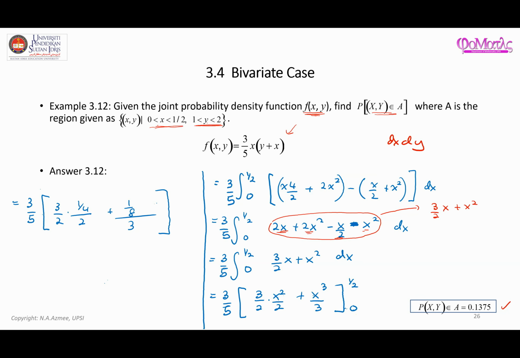From here you can punch it into your calculator, and you will get that the answer is going to be equal to 0.1375, or if you want to express it as a fraction, it's going to be 11 over 80.